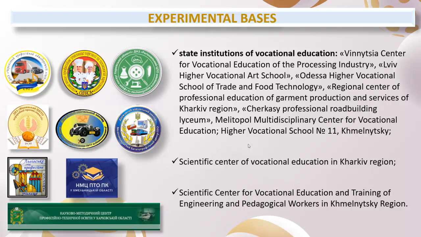State institutions are Vinnytsia Center for Vocational Education of the Processing Industry, Lviv Higher Vocational Art School, Odessa Higher Vocational School of Trade and Food Technology, Regional Center of Professional Education of Garment Production and Services of Kharkiv region, Cherkasy Professional Road Building Lyceum, Melitopol Multidisciplinary Center for Vocational Education and Higher Vocational School number 11 in Khmelnytsky, a Scientific Center of Vocational Education in Kharkiv region, and finally, Scientific Center for Vocational Education and Training of Engineering and Pedagogical Workers in Khmelnytsky region.